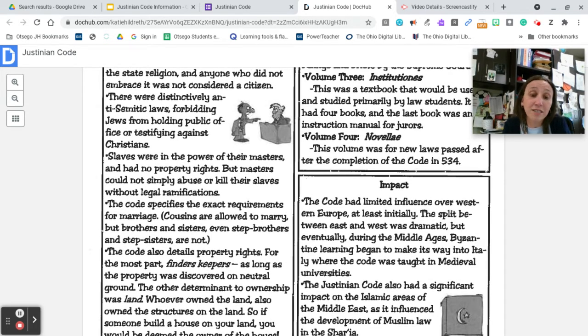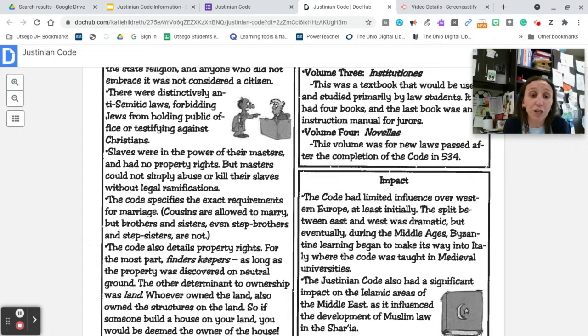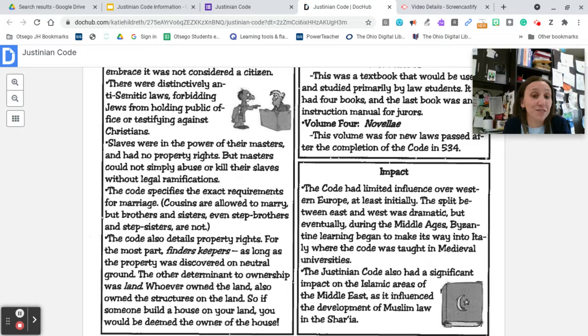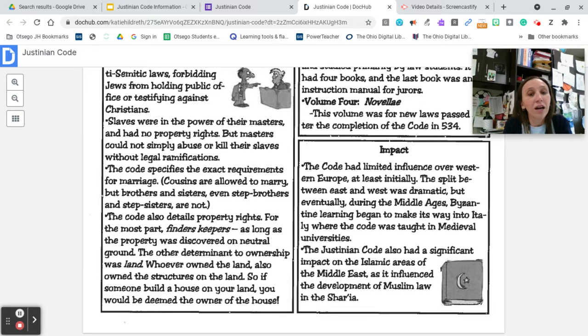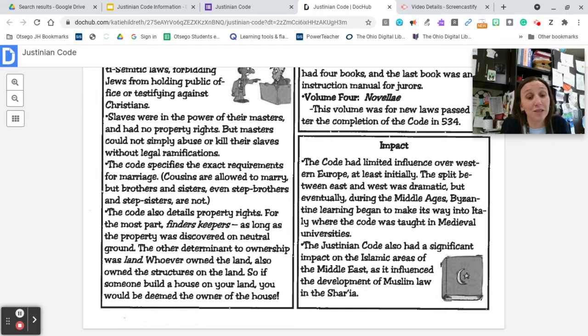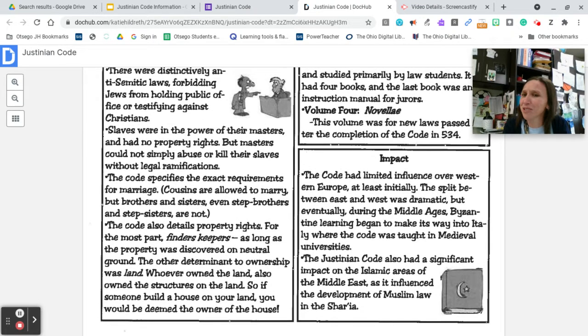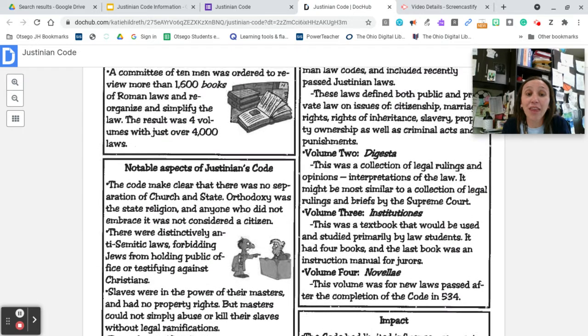The code specifies the exact requirements for marriage. Cousins are allowed to marry, but brothers and sisters, even stepbrothers and stepsisters, are not. So, yes, I know. Go ahead, think what you want to think. The code also details property rights. For the most part, finders keepers, as long as the property was discovered on neutral ground. The other determinant to ownership was land. Whoever owned the land also owned the structures on the land. So if someone builds a house on your land, you would be deemed owner. Okay. Interesting laws, huh? So that gives you kind of an idea of what the Justinian Code was.